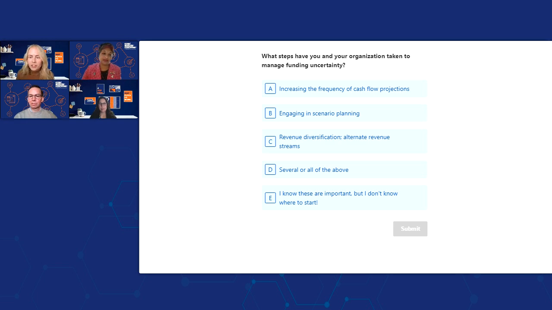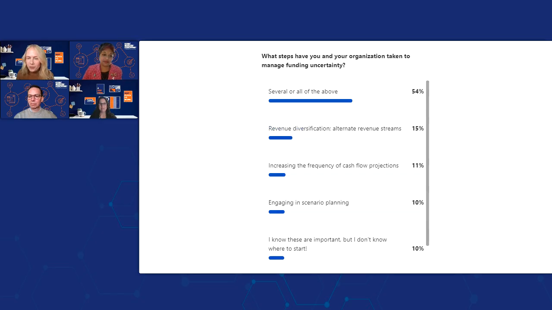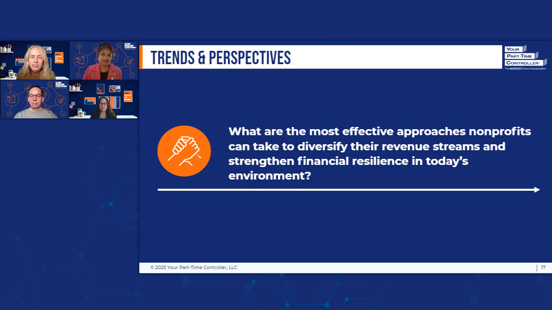Such a good tip. I'm going to go ahead and advance and close the poll now. Taking a look at these results, it looks like most of you are implementing multiple of these little tips, but still almost 10% of you don't really know where to start. So hopefully the next little section with Nicole can give you a launching pad. Nicole, I'd love to hear more on what you've seen for trends and what else nonprofits can do to diversify revenue streams and considerations to think about here.